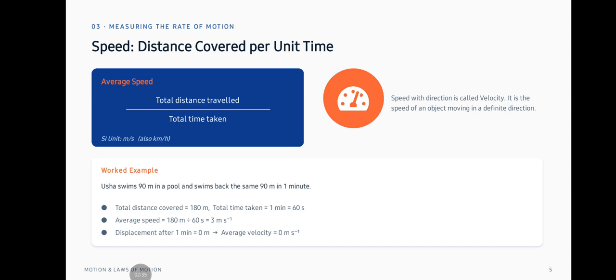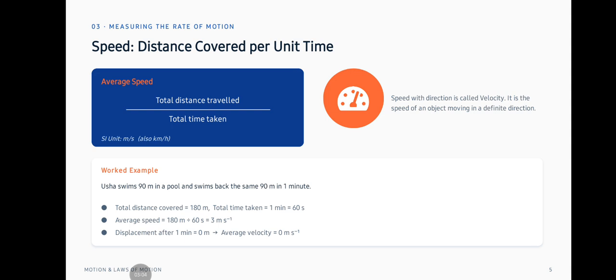Next is speed, that is distance covered per unit time. So average speed is total distance travelled upon total time taken. SI unit is meter per second, also kilometer per hour. Speed with direction is called velocity. It is the speed of an object moving in a definite direction.